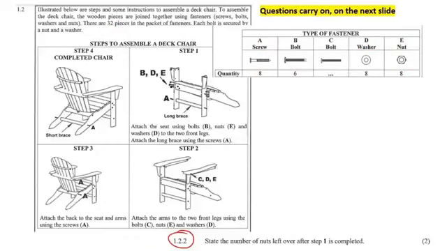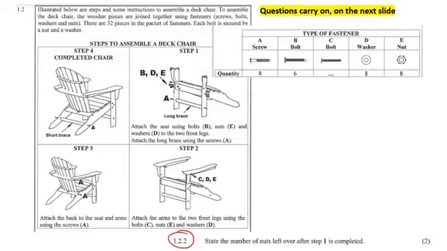Okay, so moving on to this question. It says, state the number of nuts left over after step 1 is completed. So here is step 1. Let's see what they say we should do. Okay, so in step 1, it says attach the seat. Okay, so attach the seat using bolts B, which is these ones, E, and washers to the 2 front legs. And then it says attach the long brace using the screws A.